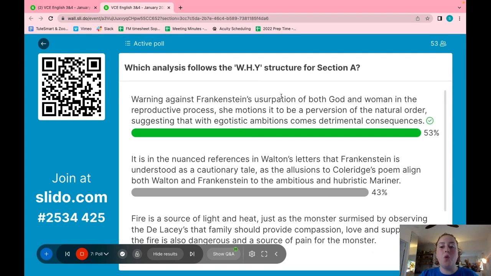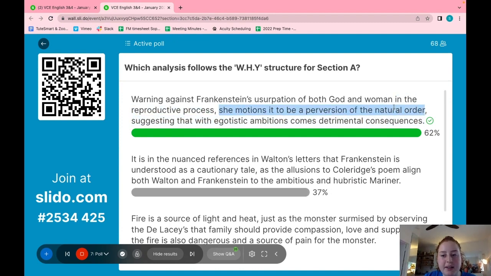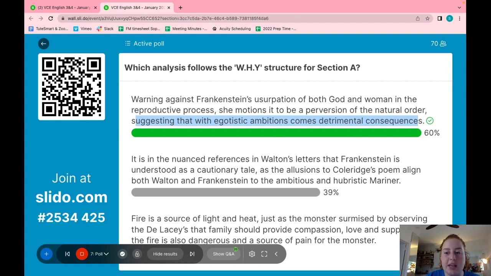So let's talk about why this one is a better example of a what, how, why structure versus this response here. So warning against Frankenstein's usurpation of both God and woman in the reproductive process. What is the author doing? She motions it to be a perversion of the natural order. Why is she doing it? She's trying to say that this is not right, suggesting that with egotistic ambitions comes detrimental consequences. How does it position the audience, or what is her view and value here?